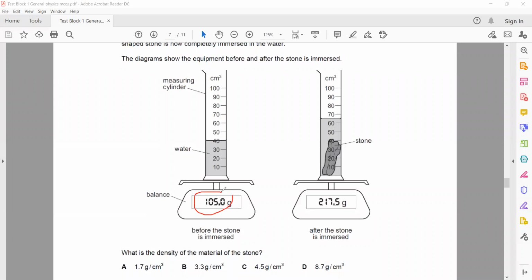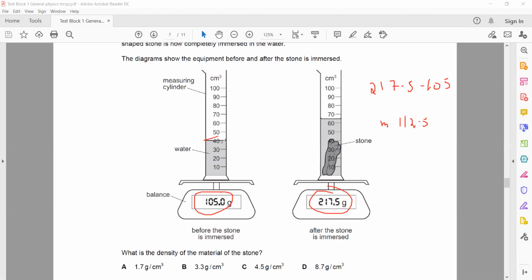How can we find it? This is the mass of the water. This is the mass of water and stone. So we'll find the difference of 217.5 minus 105. That will give us the mass of this stone. So 217.5 minus 105 is 112.5 grams. That's the mass.